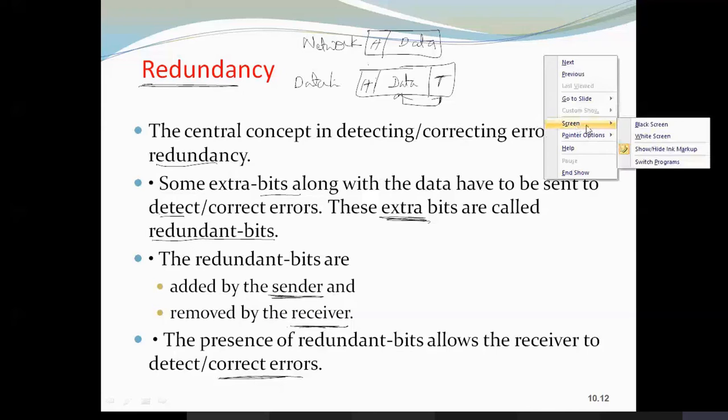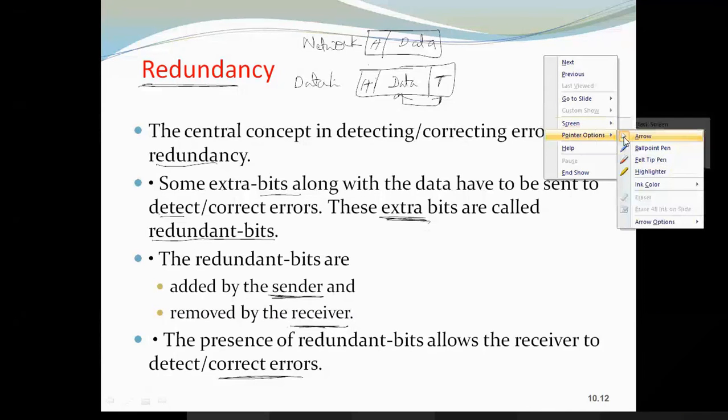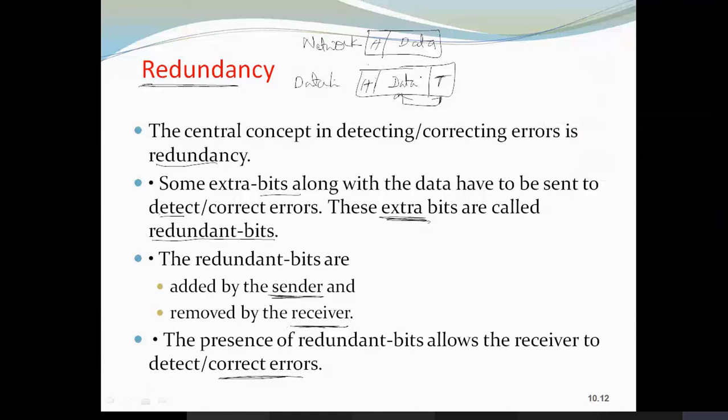Without a redundant bit, it is not possible to identify or detect the errors. So what is the meaning of detection and correction? Correction is always complex compared to detection. Detection means it is going to return either yes or no: is that error there in the data? Yes or no. That's all.